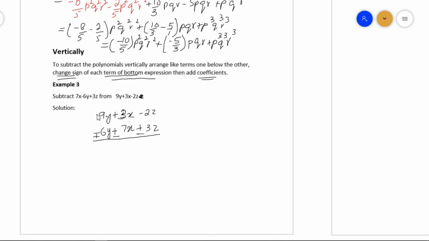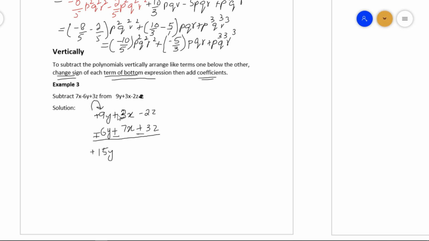Now, this is a positive term, so positive and positive terms will be added together. 9 plus 6, what will it be? It will be 15y, and 9 has a positive sign, so there will be a positive sign.